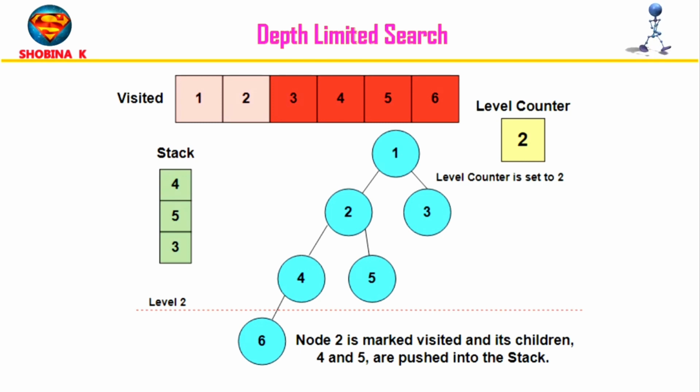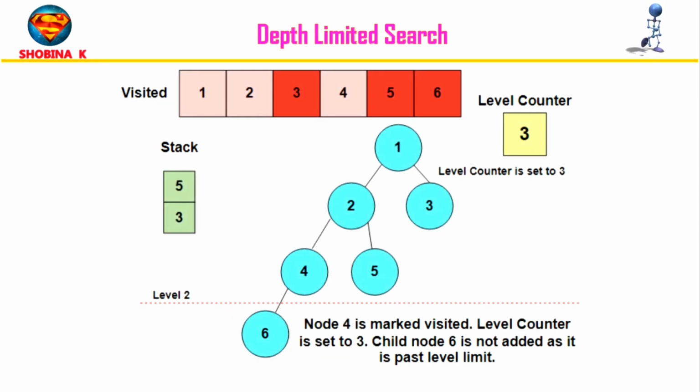Now node 4 is on top of our stack. We can add its child node 6 to our stack, and doing this will exceed our level counter, so ignore node 6. Now node 5 is on top of our stack, but it has no children to append to our stack. Now node 5 is our desired result, so the algorithm stops. And you can see we ignore node 6 as it was below our level limit.